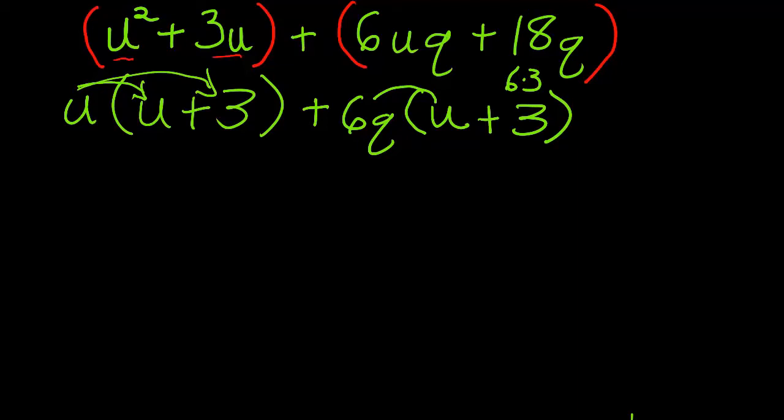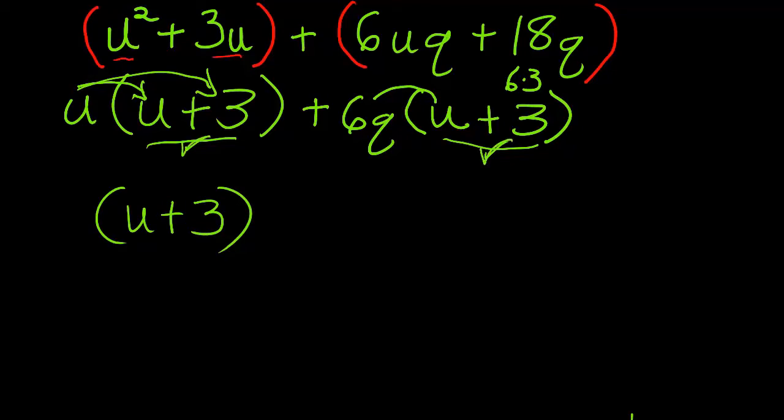Now, notice that the u plus 3 in both terms is exactly alike. They are exactly alike. So this now becomes your GCF. Pull that out to the front. U plus 3. Because you've got a u plus 3 in this term and a u plus 3 in this term. You pull that out, and what you're left with is u plus 6q.